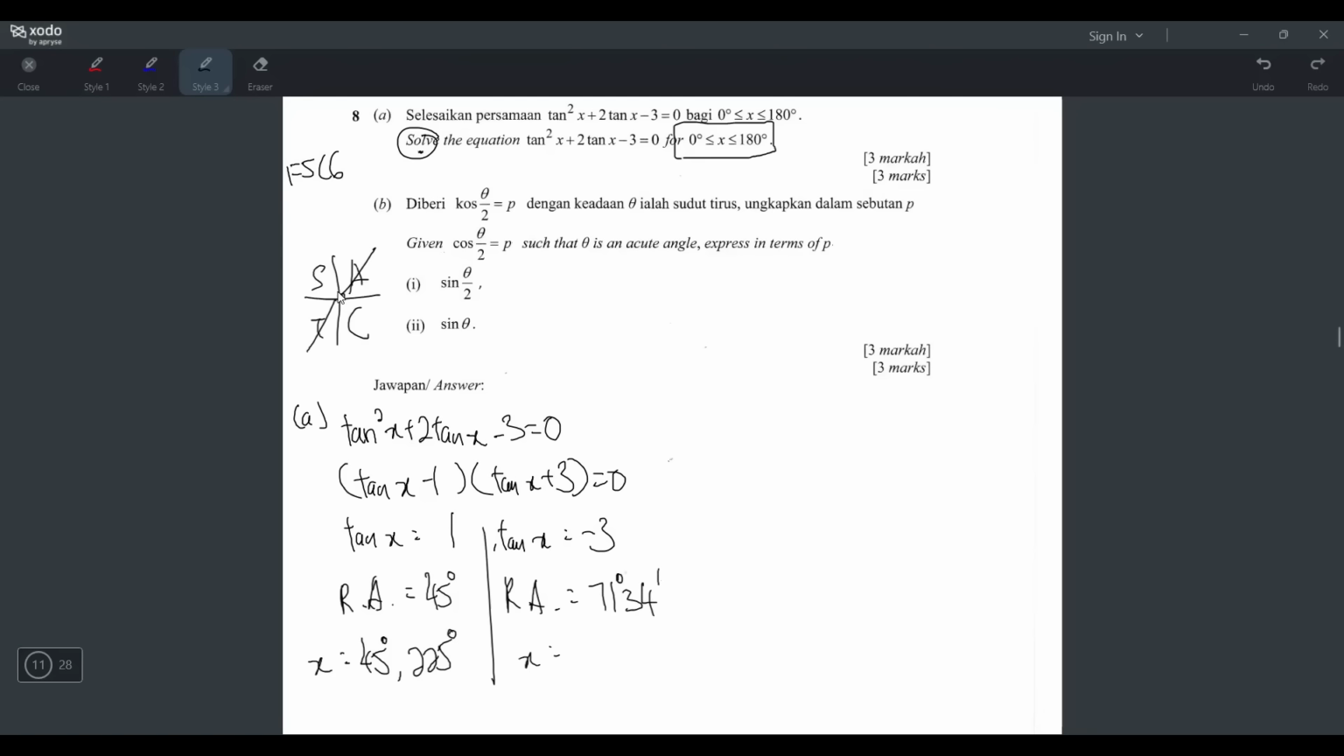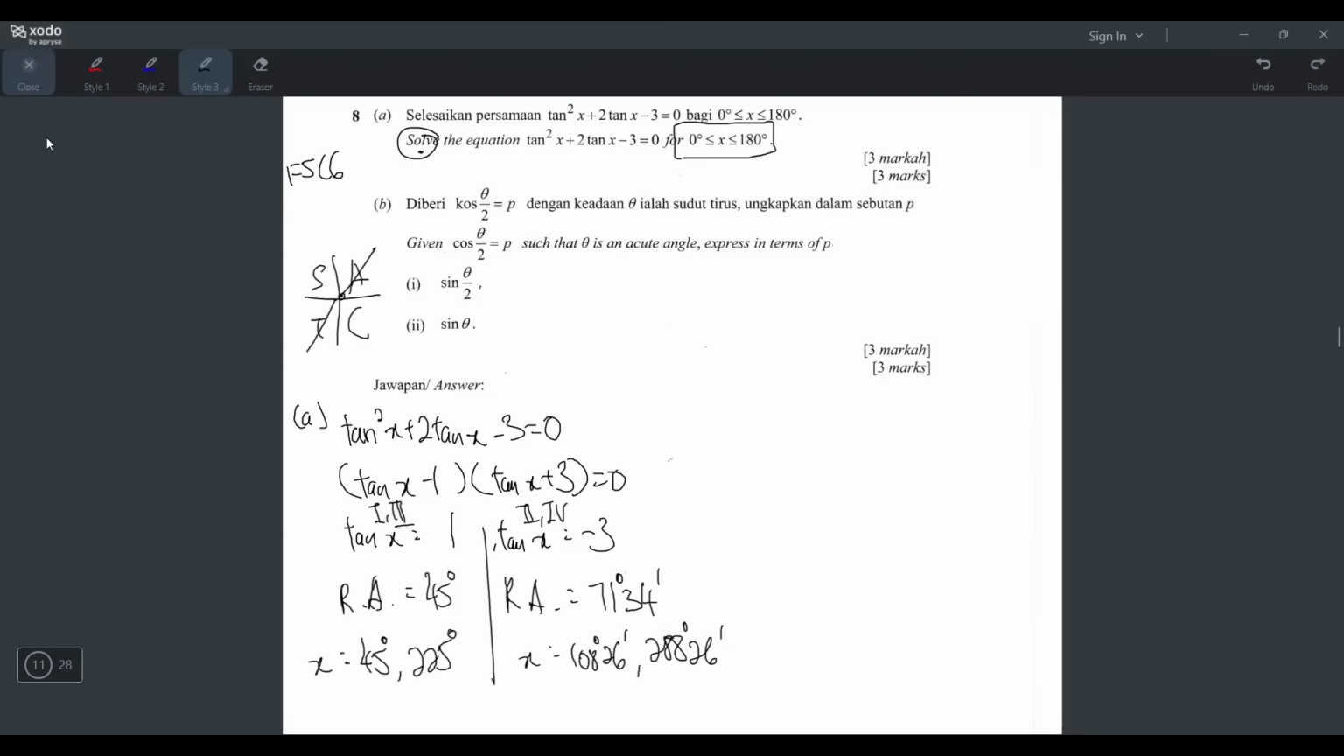Now, check the quadrant. Tangent negative. Okay, if tangent positive is quadrant 1 and 3, tangent negative will be 2 and 4. So this one is quadrant 2 and quadrant 4. Yang tadi is quadrant 1 and 3. Okay, how to change the reference angle to quadrant 2 and quadrant 4? To get quadrant 2, you have to take 180 minus. To get quadrant 4, you have to take 360 minus. So what is 180 minus this? 108 degree 26 minute. And then 360 minus this, you get 288 degree 26 minutes.